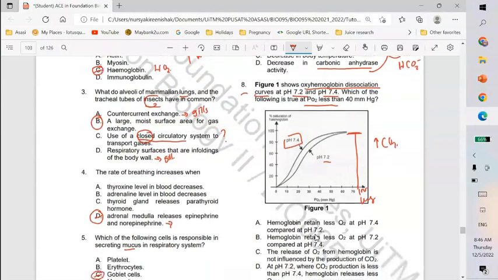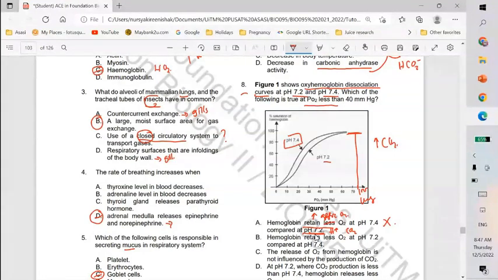So if you look at the answer for A, hemoglobin retains less oxygen at pH 7.4 compared to 7.2. 7.2 has more hydrogen ions because more carbon dioxide is produced. Should the hemoglobin release... Retain means what? Retain less means it has high affinity for oxygen. Should that be the case? No, right? So hemoglobin should retain more oxygen at pH 7.4 compared to 7.2, because at 7.2 it will retain less due to less affinity for oxygen. More oxygen should be released. So the answer is not A.